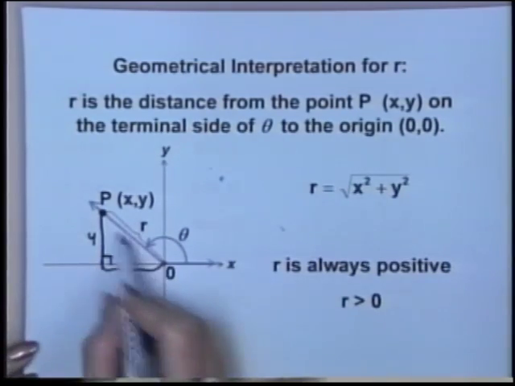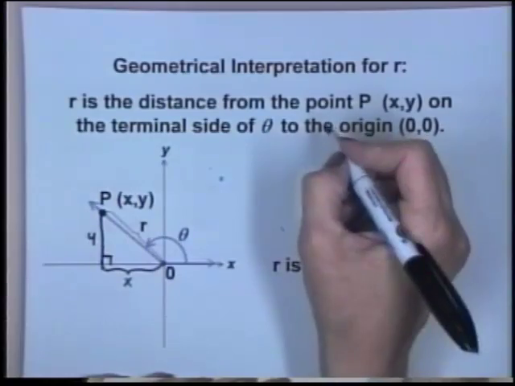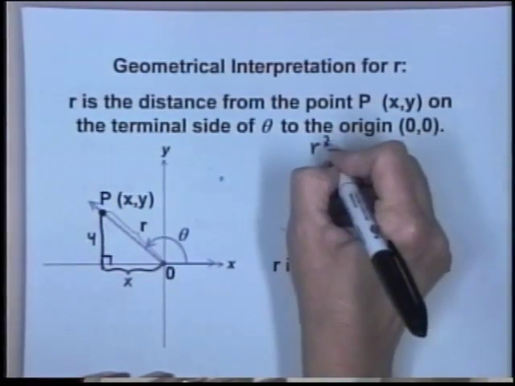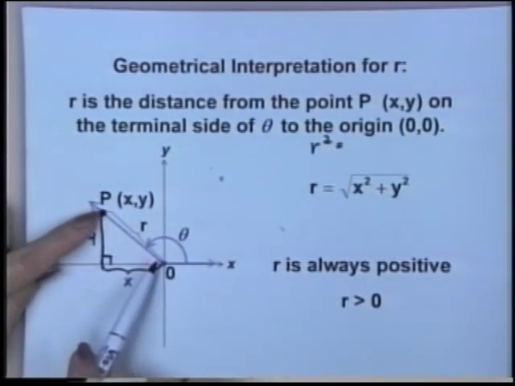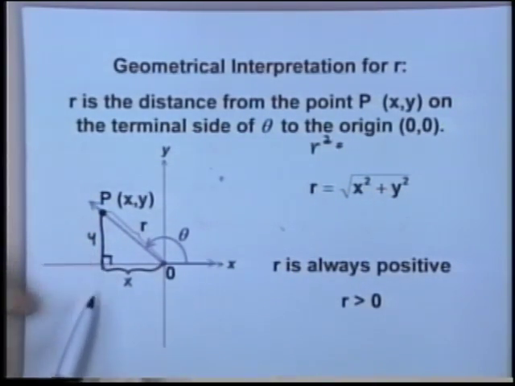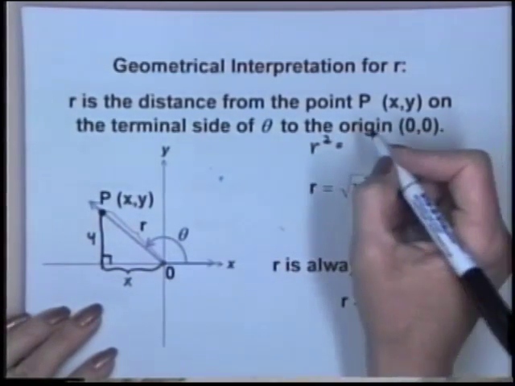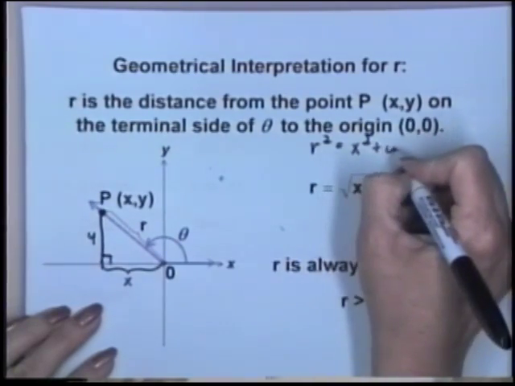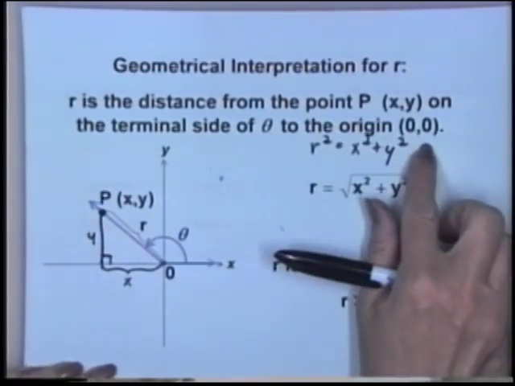Since we have created a right triangle here, we know by the Pythagorean theorem that if we want to find r, and notice that r is the hypotenuse for this right triangle, the hypotenuse squared, or r squared, equals x squared plus y squared. The hypotenuse squared equals leg squared plus leg squared.